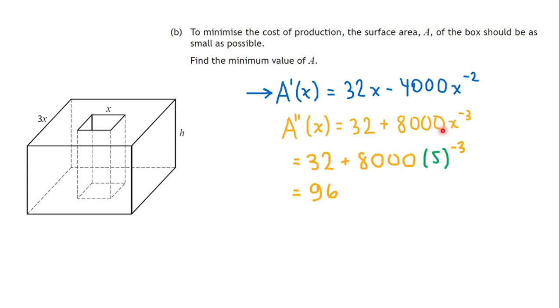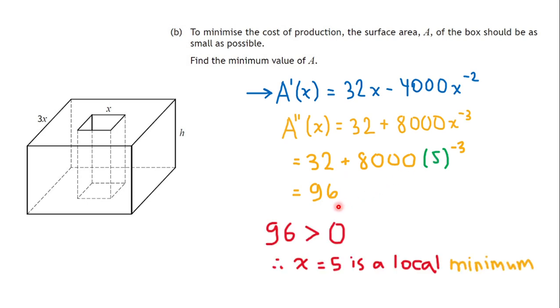We input x = 5 into this second derivative. 32 + 8,000 times 5⁻³ equals 96. Now we can tell whether this point is the maximum or minimum by seeing if it's less or more than 0. 96 is greater than 0, which indicates that x = 5 is a local minimum. Meanwhile, if the result was less than 0, that would indicate that the point is a local maximum. But in this case, it's a local minimum.